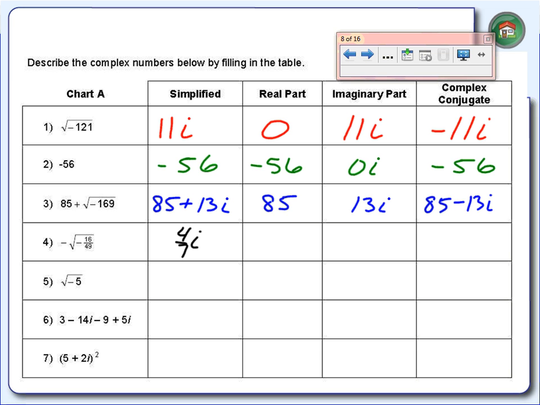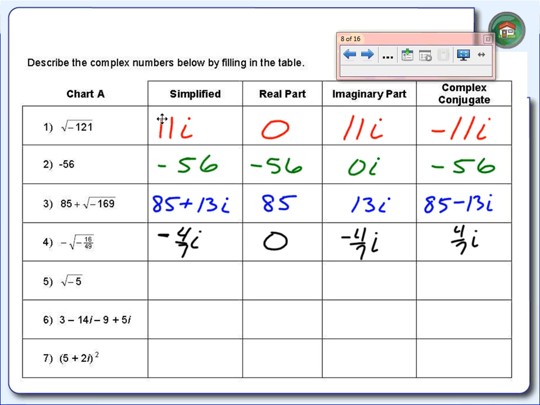I want you to notice what happened there. All we did was take the square root of 16, which was 4. We also took the square root of 49, which was 7. So all we did was take the square root of the numerator and the denominator. However, that's not the final answer just yet, because there was a negative sign in front of the square root, or the radical. So we need to make sure we keep that negative sign here. That negative sign right there is the one that's in front of the square root. All right, there is the simplified form. What's the real part? 0. What's the imaginary part? Negative 4/7 i. And the complex conjugate of that would be 4/7 i.